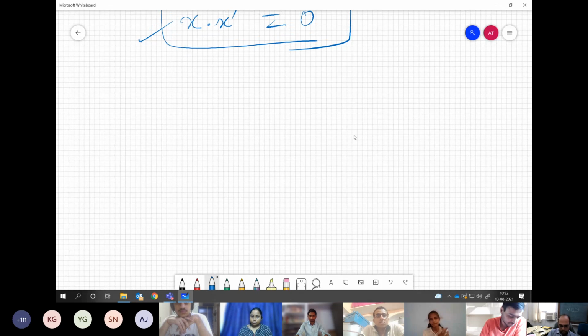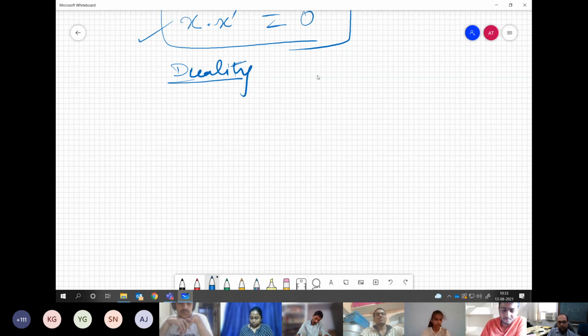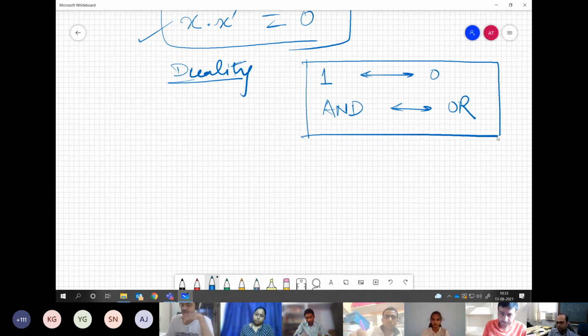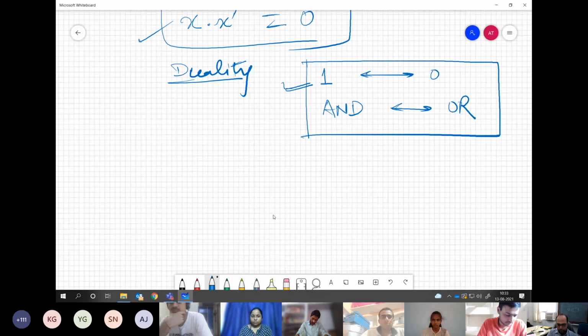Okay. Now, another thing we have to understand is the duality. What duality says is that in the system we have, the numbers 1 and 0 are dual of each other, and these two operations AND and OR are dual of each other. How and where to use this, we will come back shortly. Just remember that in this system we have these two as dual of each other. We'll come to why and where to use it.